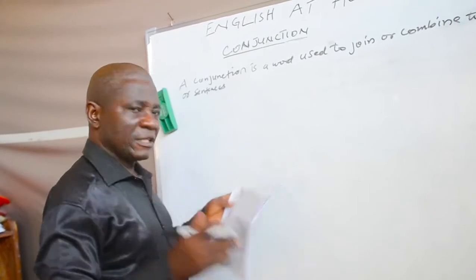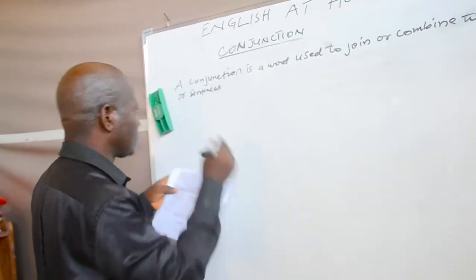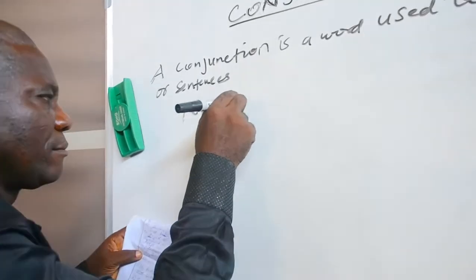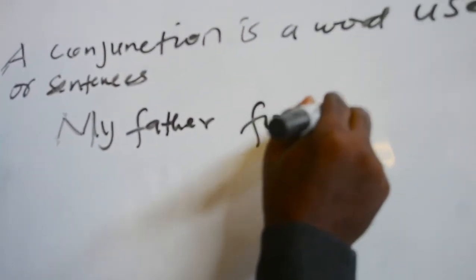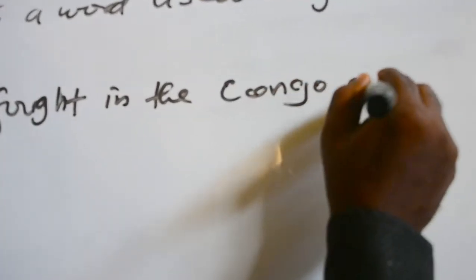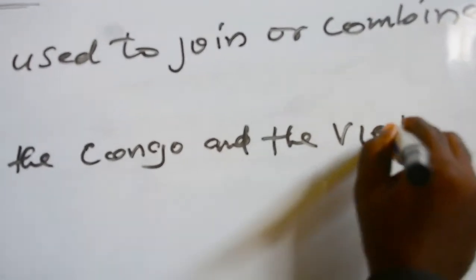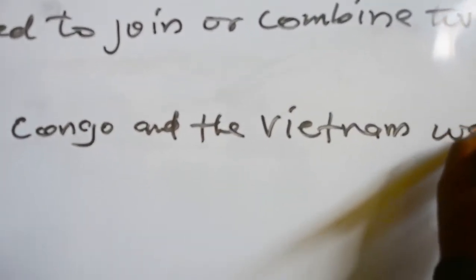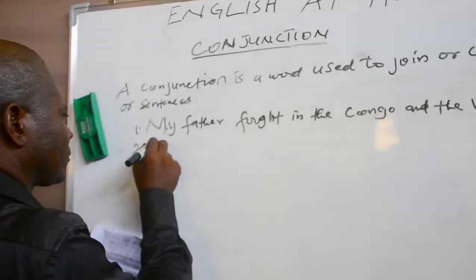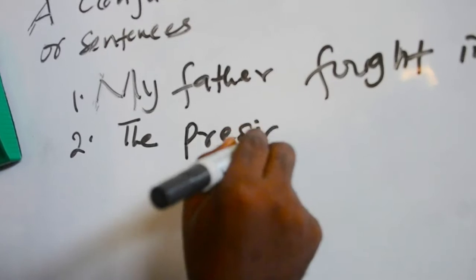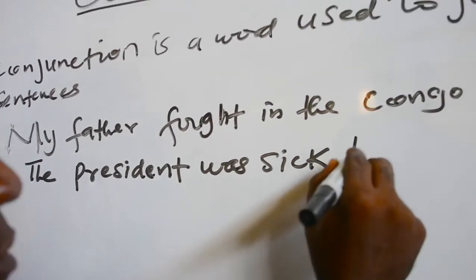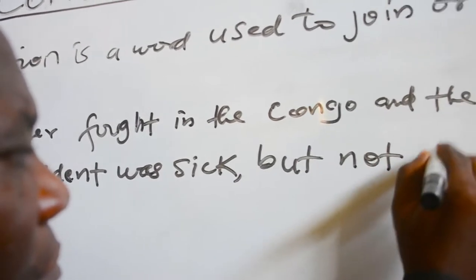So we're going to see some sentence examples of the conjunction. Number one: My father fought in the Congo and the Vietnam Wars. That's sentence example number one. Number two: The president was sick but not dead.